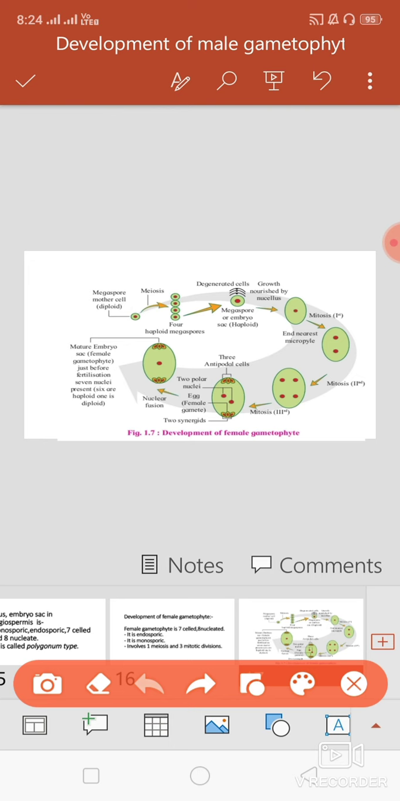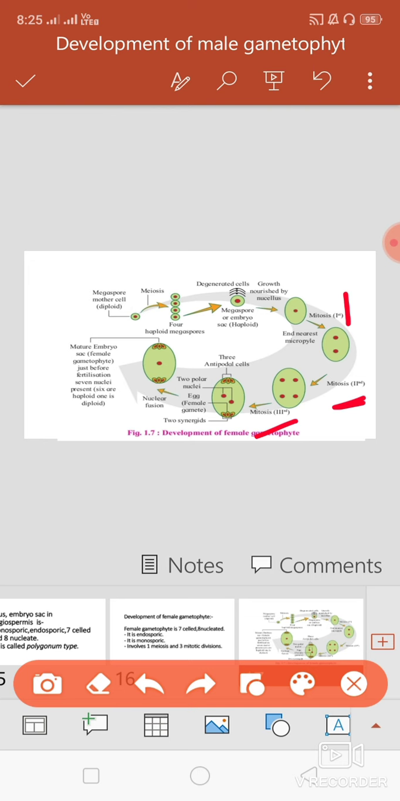Then this functional megaspore undergoes the first mitotic division to form 2 nuclei. Then it undergoes the second mitotic division to form 4 nuclei. Next it undergoes the third mitotic division to form 8 nuclei. That is, 4 nuclei towards the chalazal end and 4 nuclei towards the micropylar end, right?